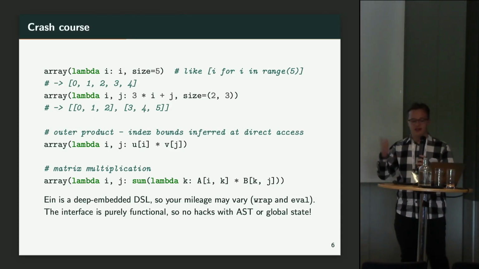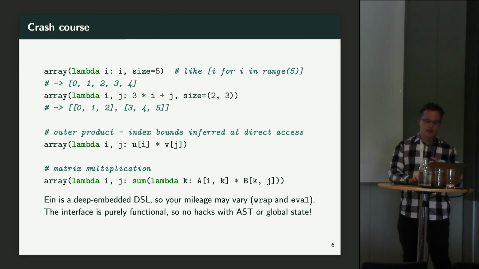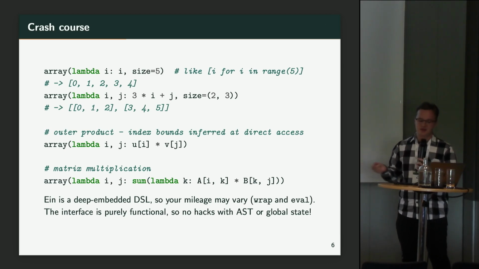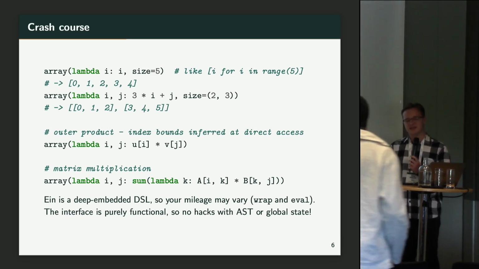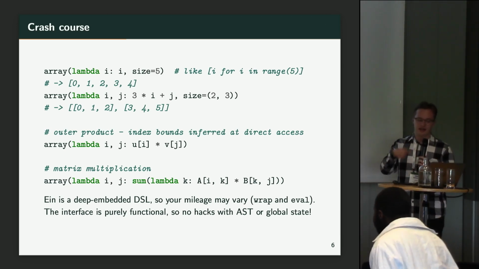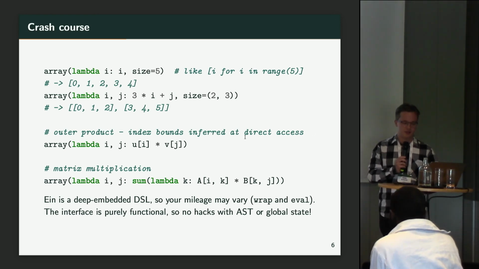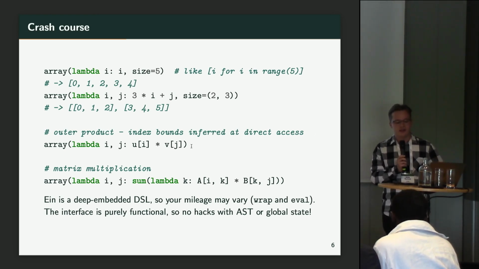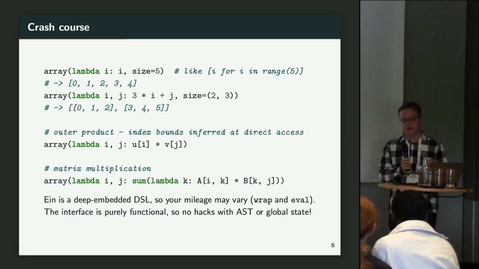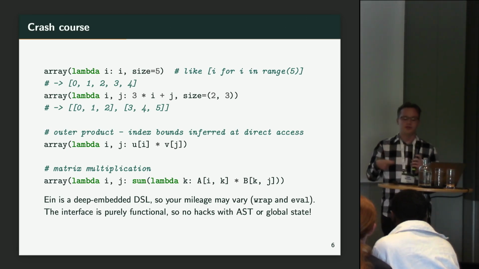Sort of basic things, first line, we've got defining an array just from numbers from 0 to 4. Then I can just say, add index i, give me i, and the size is 5. Those sort of things. The outer product, the third example, is just saying, define me a matrix which at index ij has u of i times v of j, and all of this neatly can compile to calls to a NumPy-like library.